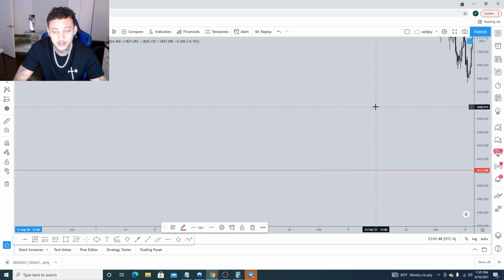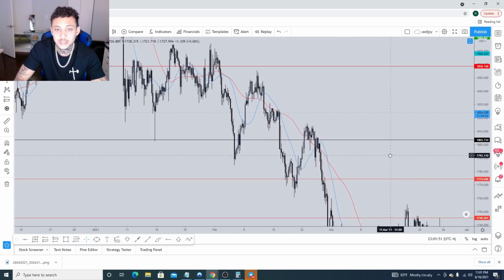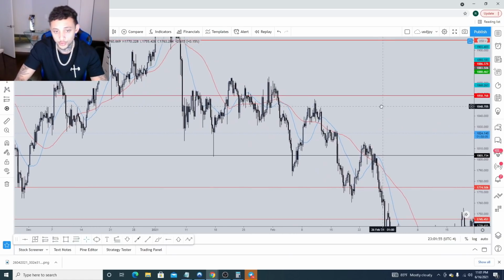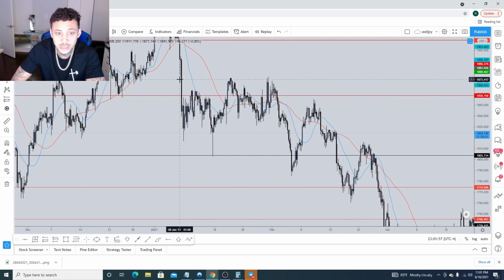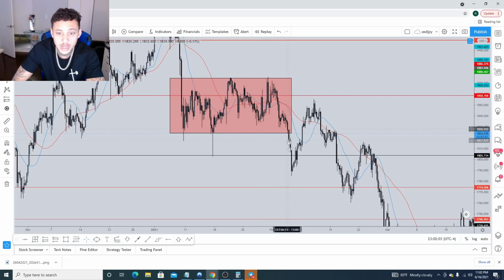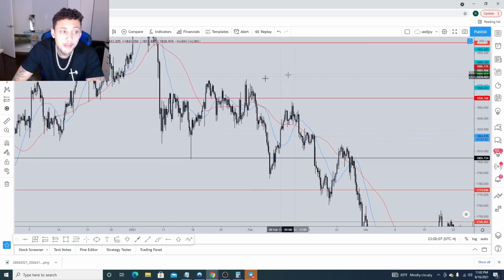That was a quick little brief explanation of how the tool works. Now let's actually implement the tool, right? So notice how gold at this point in time was actually in a consolidation range right here. Once price broke out of this consolidation range, price formed new lows. At that point in time, you can expect price to start trending because we made new lows.